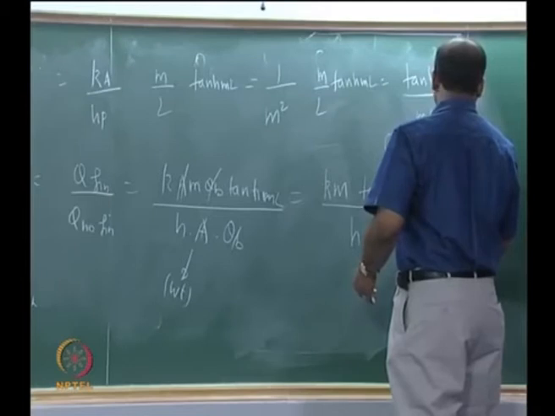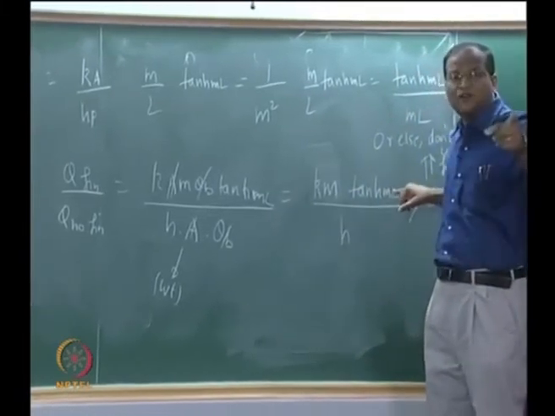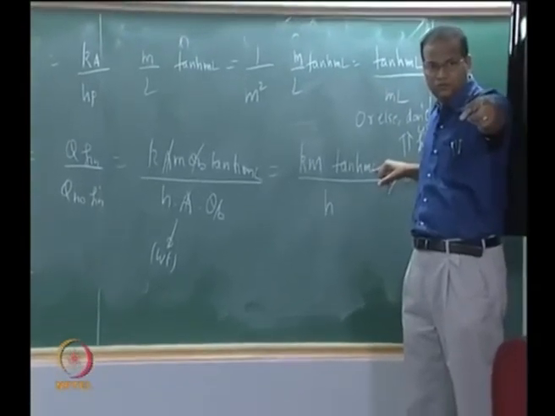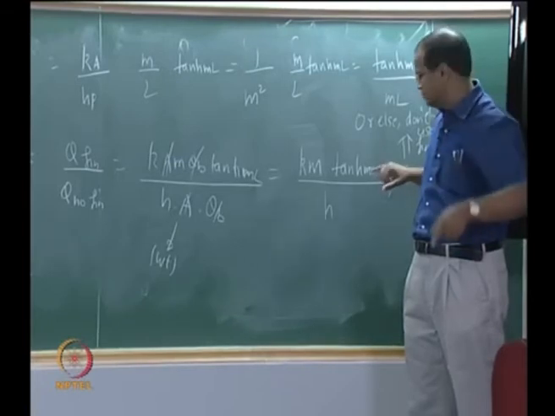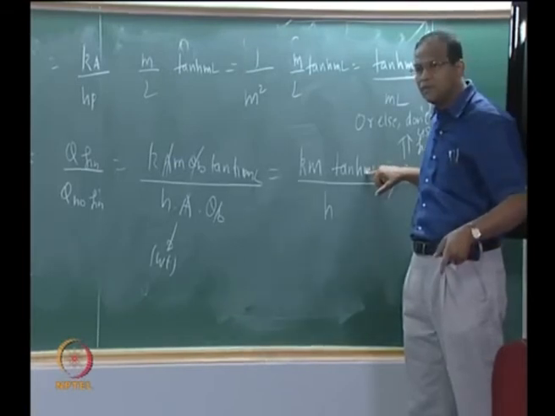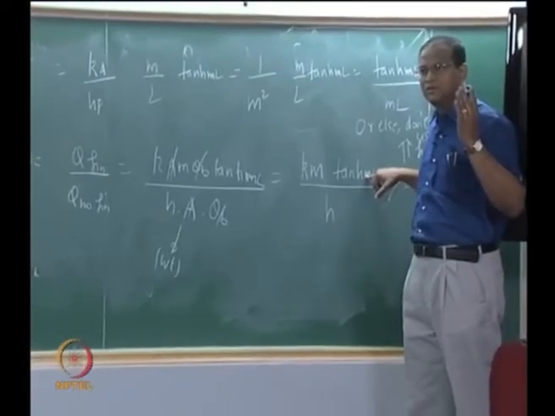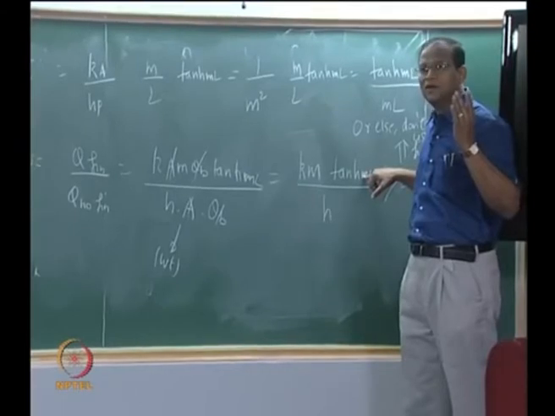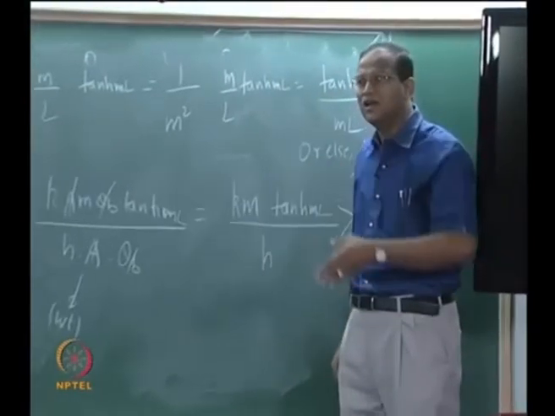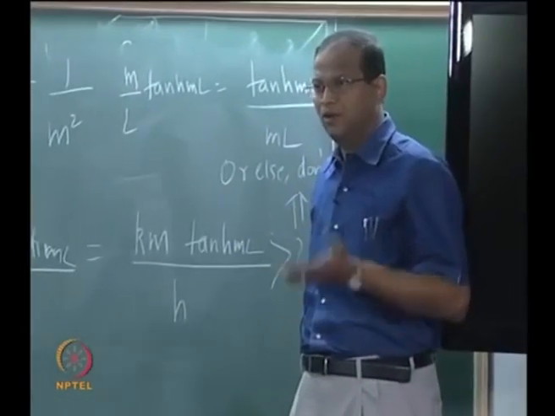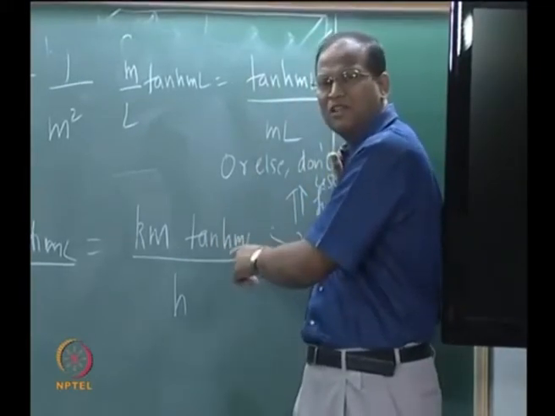You can quickly see that. What is tanh of 2? No, tanh mL, tanh of 2 is 0.96, tanh of 3 is 0.98 or 99. Therefore, tanh mL is not a big parameter once m crosses a certain value.